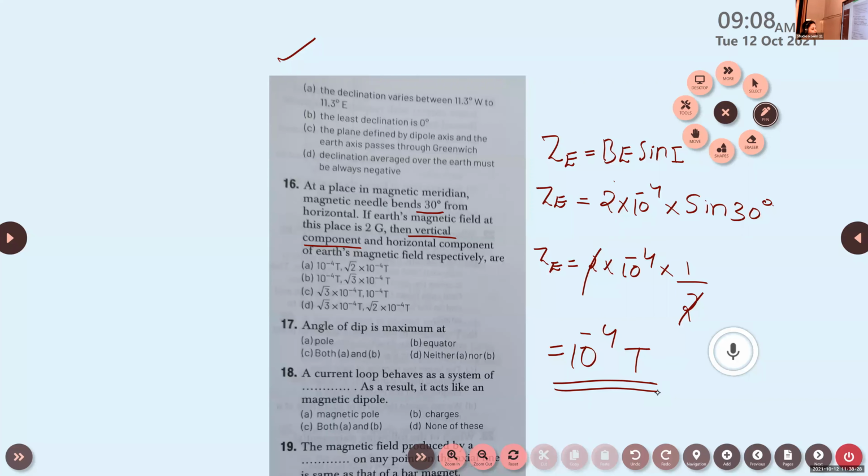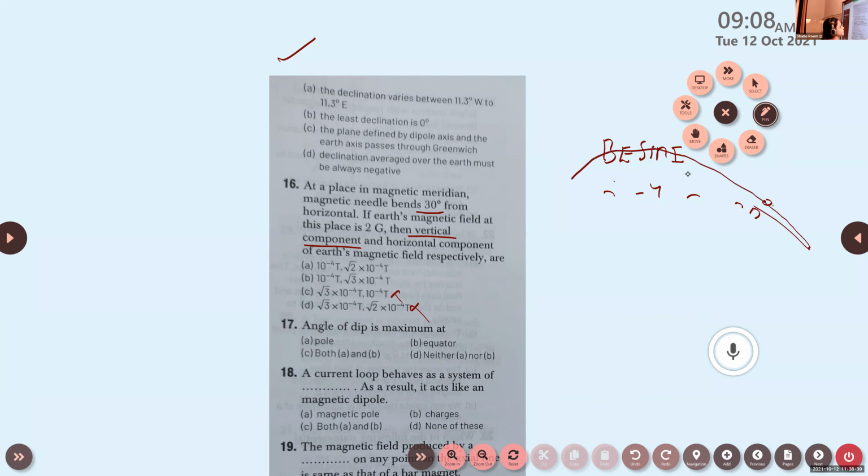So here we have two options, option A and option B, where the vertical component is 10 raised to minus 4 Tesla. So option C and D are wrong. We only need to concentrate on option A and B. Then the equation for calculating the horizontal component.